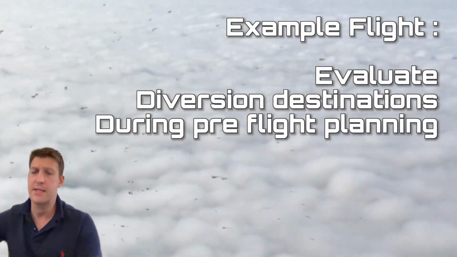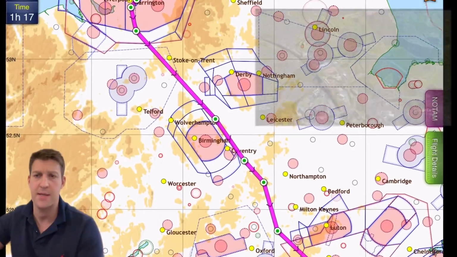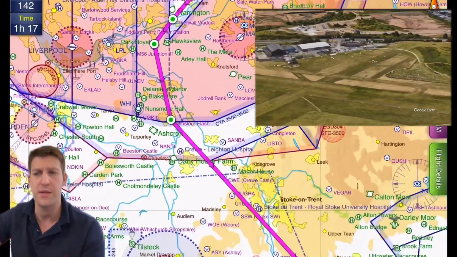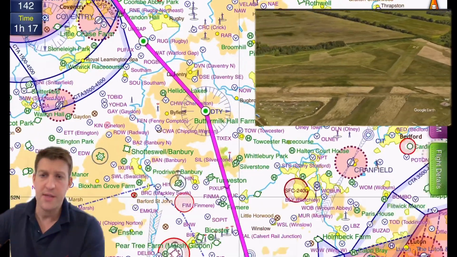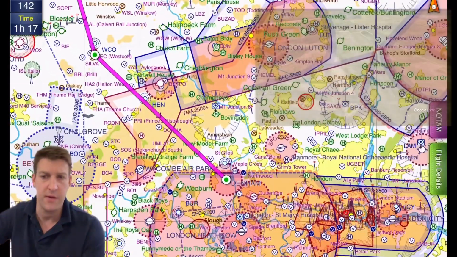Here's an example of reviewing possible divert options. Consider a helicopter flight from Manchester Barton down to Denham Airfield. It's about 130 miles, about an hour's flight, so plenty of time for a little bit more fuel. As you're coming further south, think about the different alternate airfields that you could use.